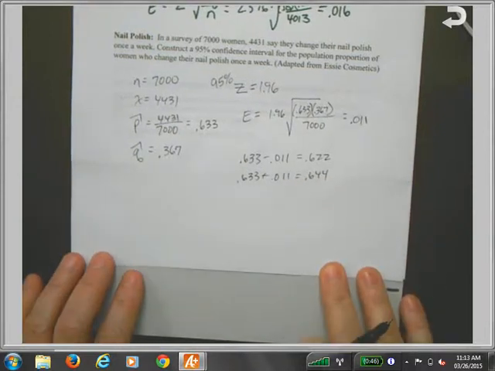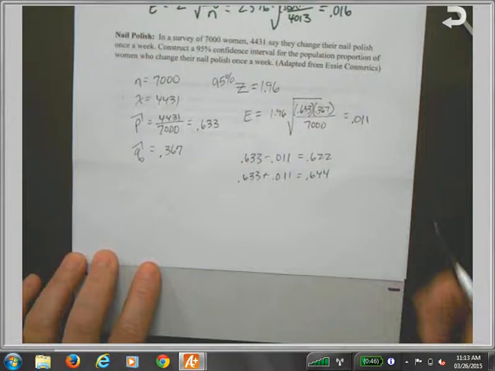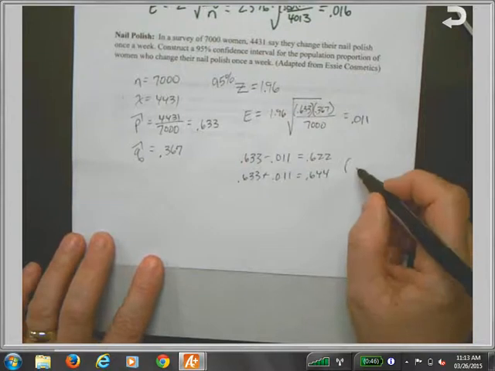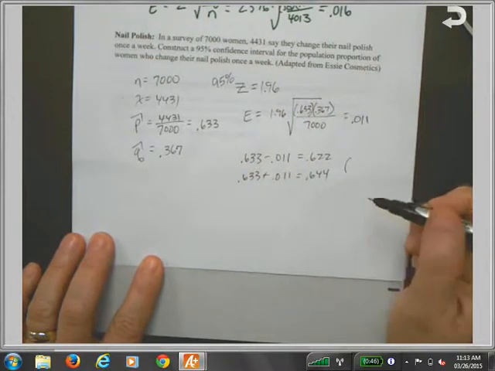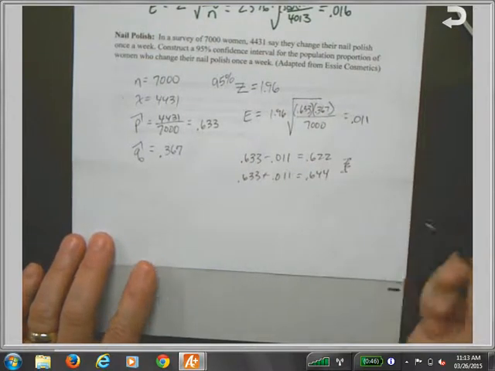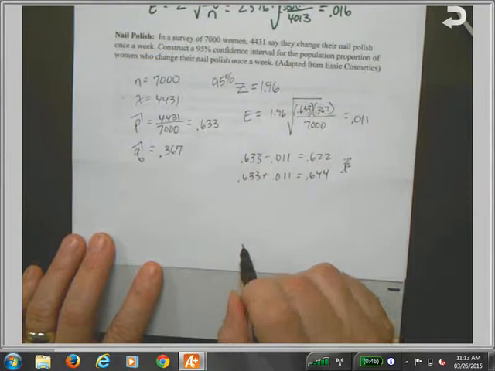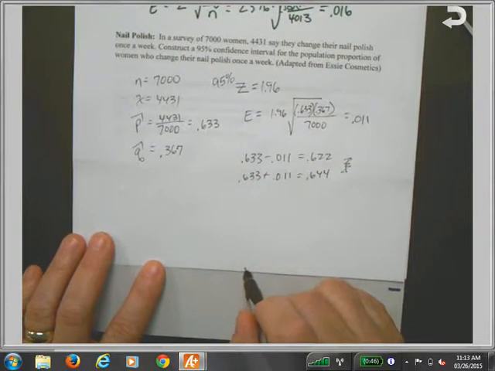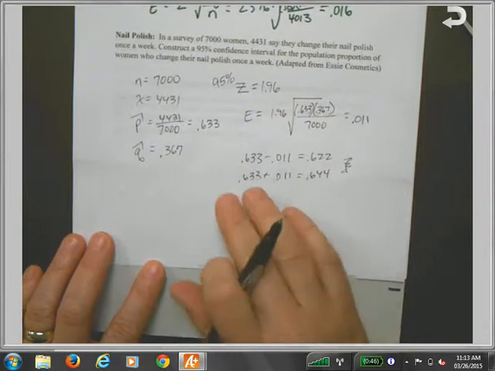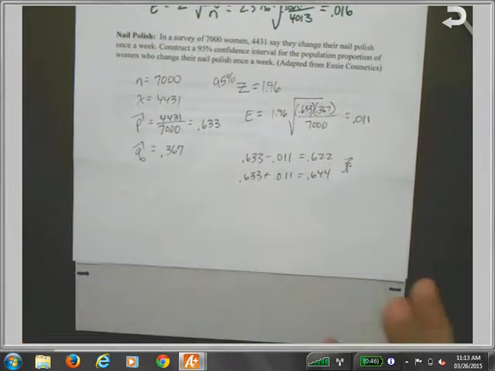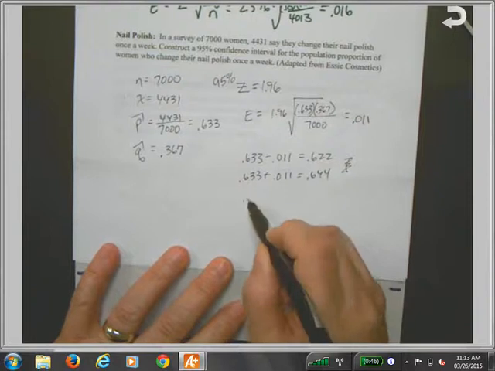Now, it did not ask us to write an interpretation, but I'm going to do that anyway. I'm also going to show you the other way you'll see these answers appear. In the first problem I showed you with parentheses around the two values, you'll also see it as an inequality.